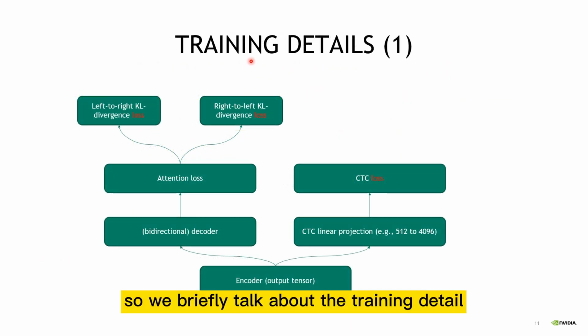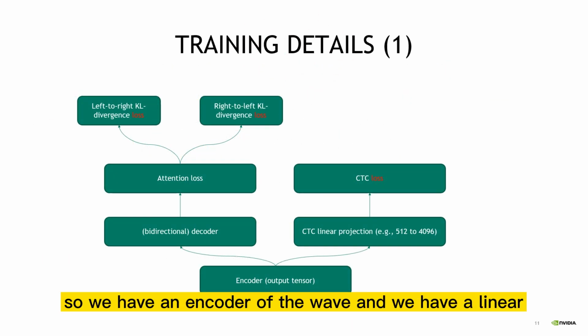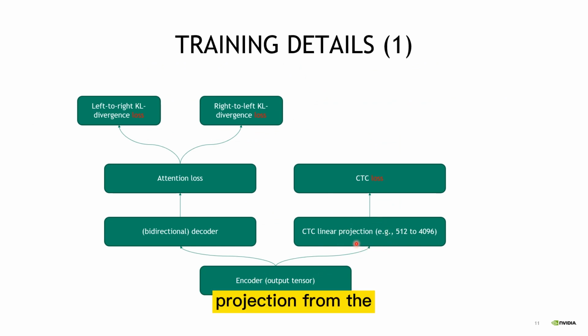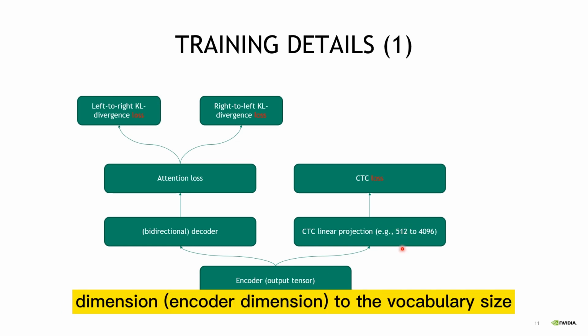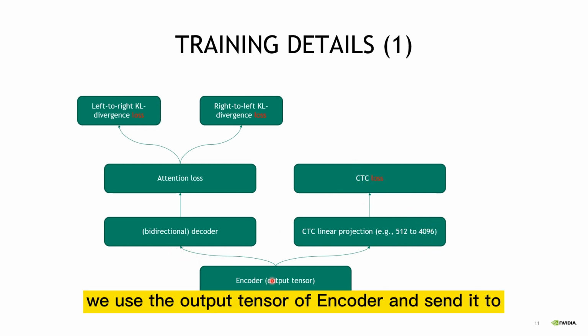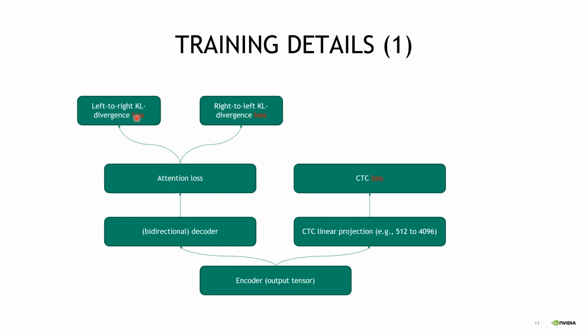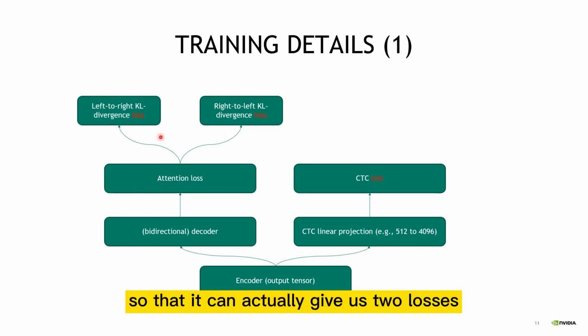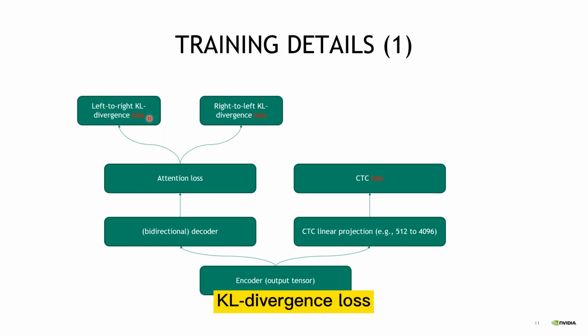So we briefly talk about the training details. We have an encoder of the wave, and we have a linear projection from the encoder hidden dimension, for example 512, to the vocabulary size, and then we compute the CTC loss. At the same time, we use the output tensor of the encoder and send it to the transformer decoder, so that it can actually give us two losses, KL divergence losses.